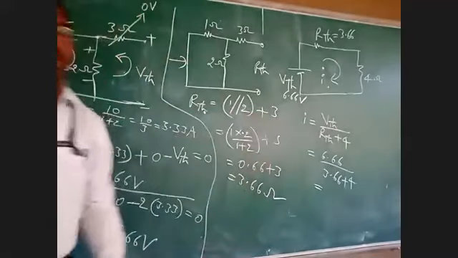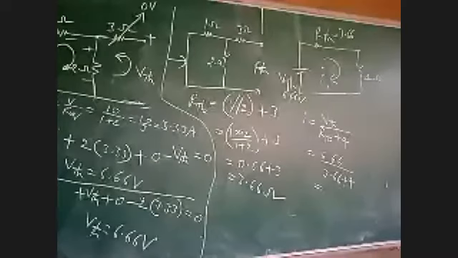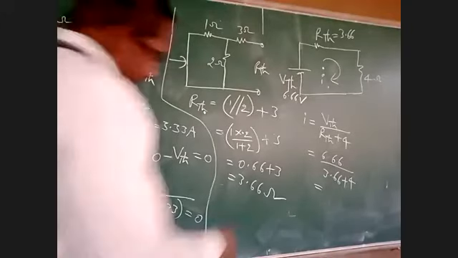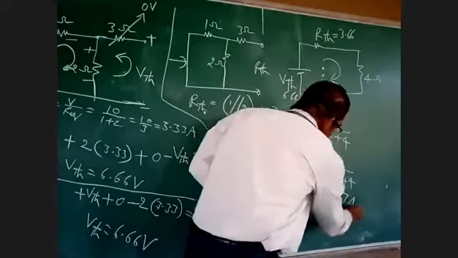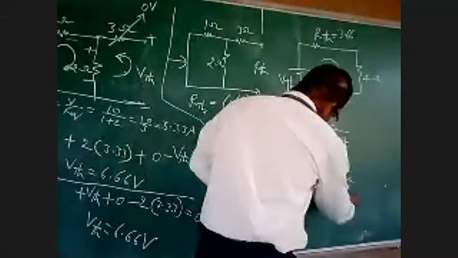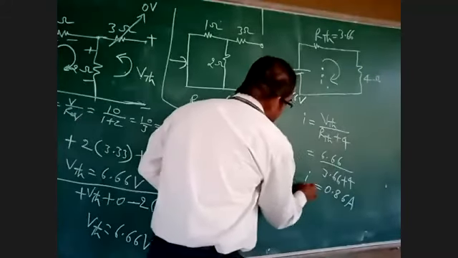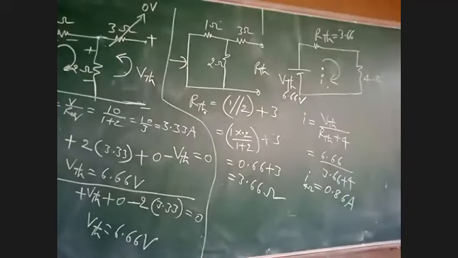Now I am determining the current. It comes to 0.86, or 0.87. So this is the current in 4 ohms.